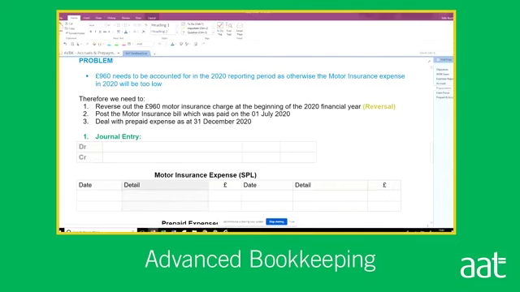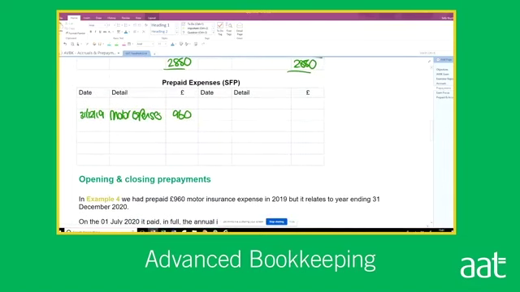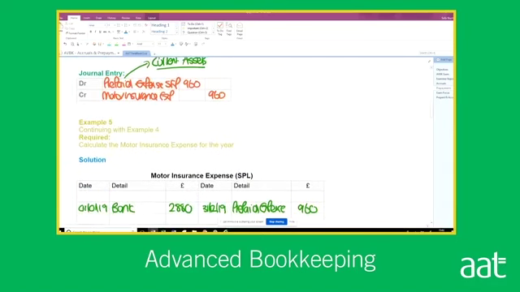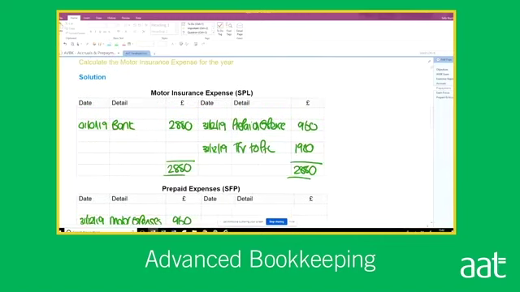So what we've got here is, first of all, we need to reverse out the motor insurance. So if we're doing this at work, it would automatically do it because we'd have created a reversing journal, but we haven't done that. So all I'm going to do is take that journal and reverse it. So this time I'm going to debit the motor insurance expense because I need that 960 for the charge for this financial year, and I'm obviously going to be crediting the prepaid expense in the FP because I need to get rid of it. It's no longer there. So let's do that first of all.